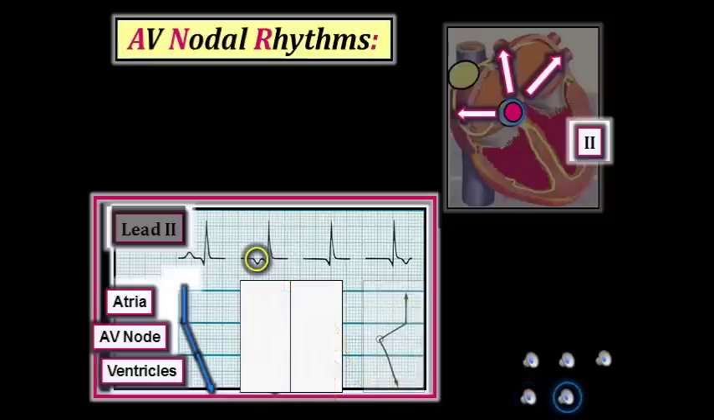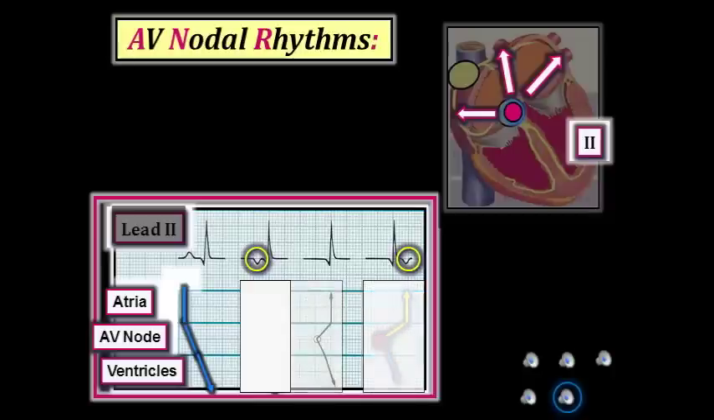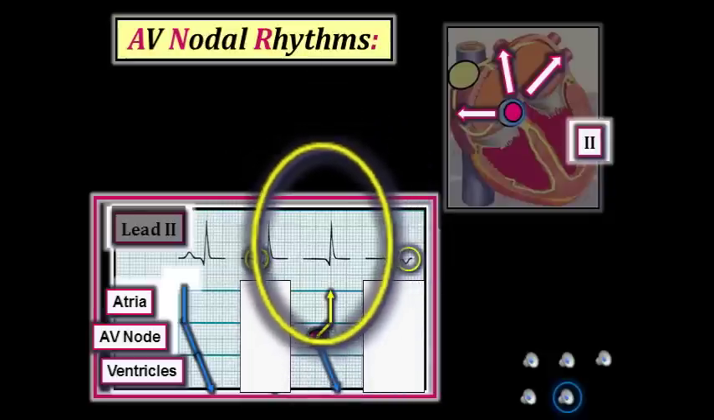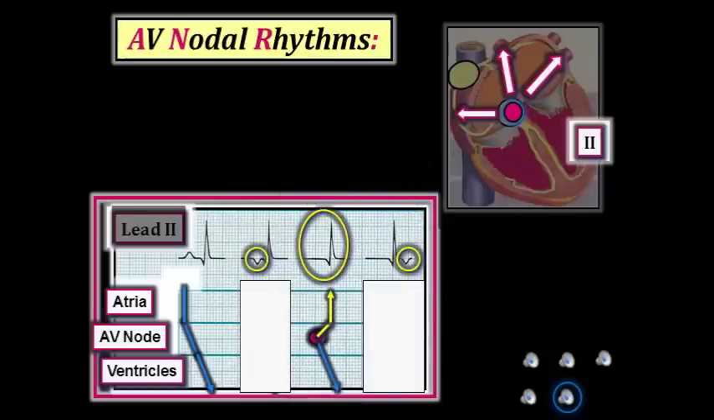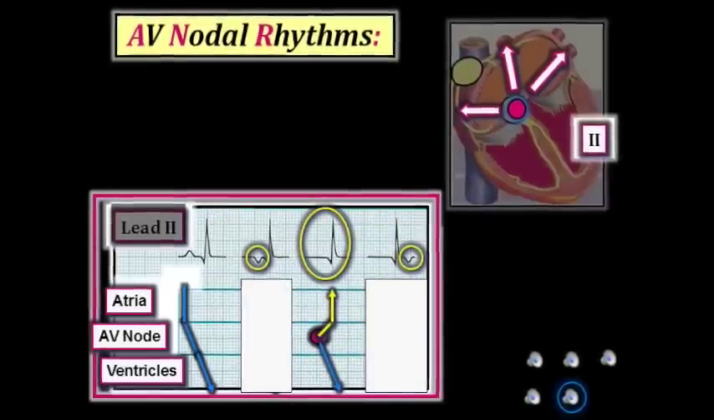If, on the other hand, the speed of conduction back to the atria takes longer than conduction down to the ventricles, then a negative P wave will appear after the QRS in lead 2. And if it takes about equal time for the impulse to travel down to the ventricles as it does back to the atria, then no P wave at all will be seen in lead 2. So these are the 3 possibilities.